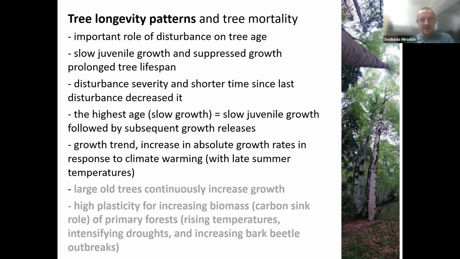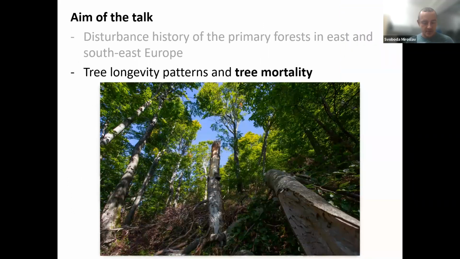But what's still quite interesting is that these large old spruce trees still continue to grow, and they have quite interesting high plasticity for increasing the biomass, which has quite interesting consequences for the carbon sink. And now I am going to tree mortality.